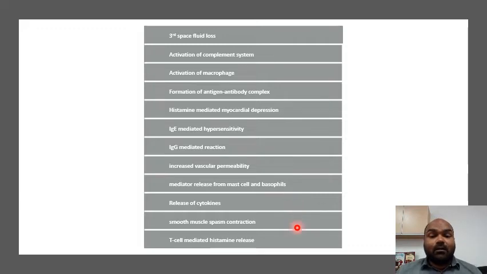Smooth muscle spasm and contraction in the lungs is correct. In the lungs it causes smooth muscle contraction because of the histamine. T cell mediated histamine release is wrong. It is actually not T cell mediated histamine release, but IgE mediated histamine release.